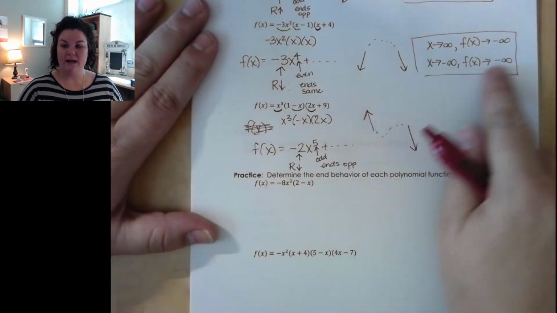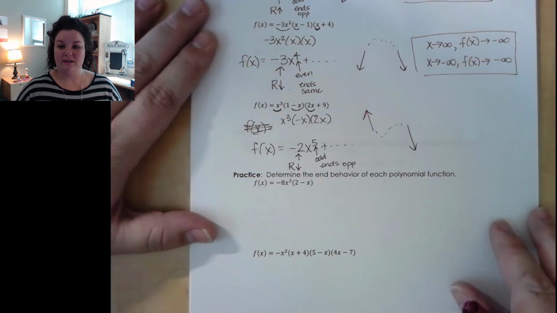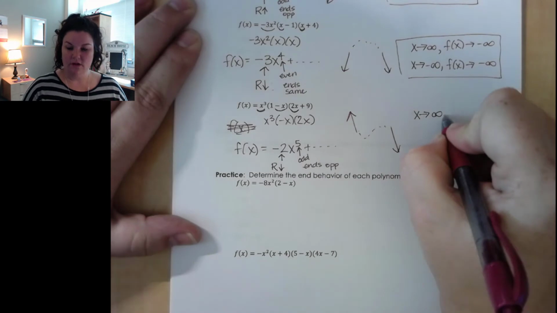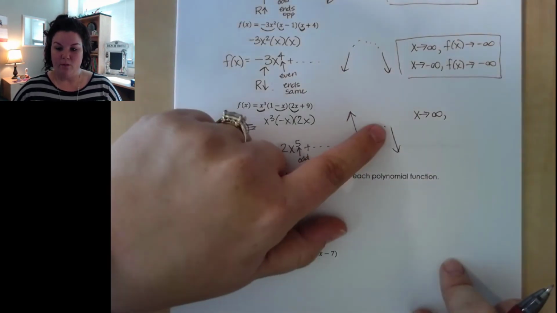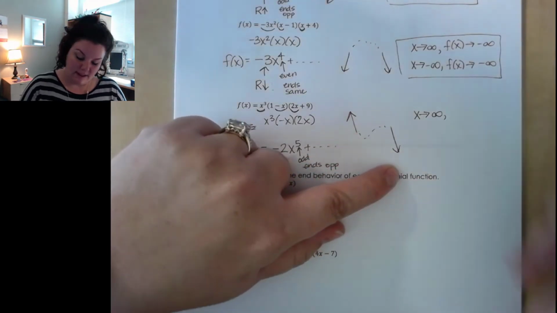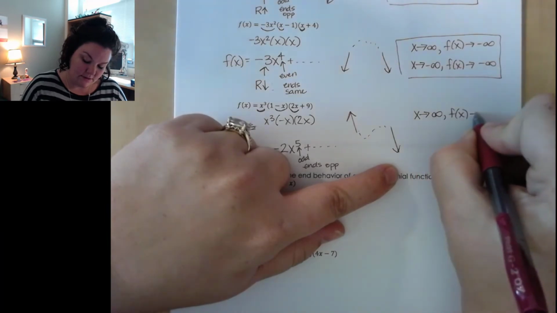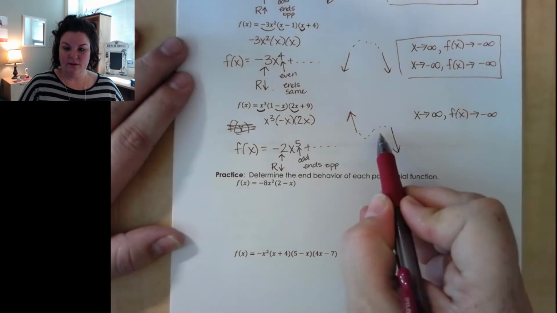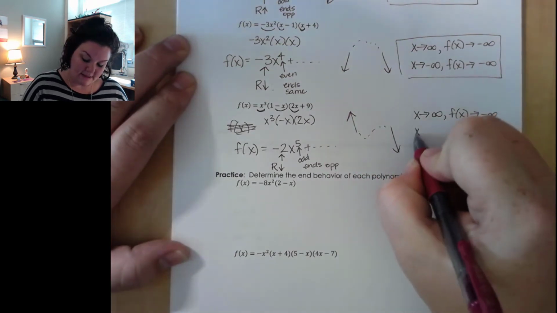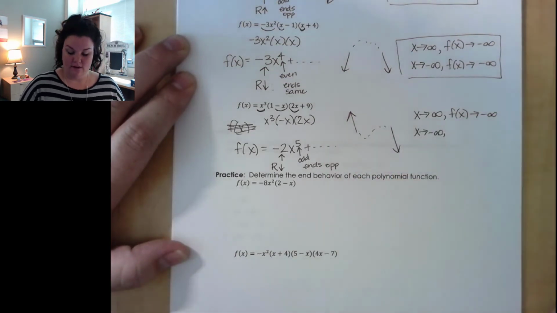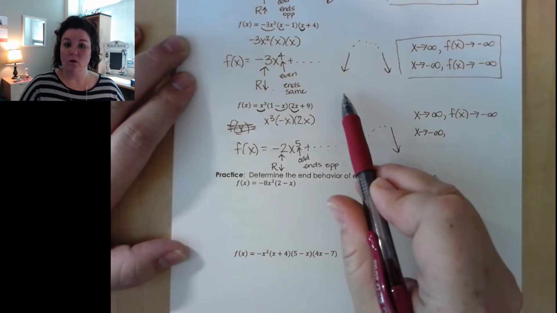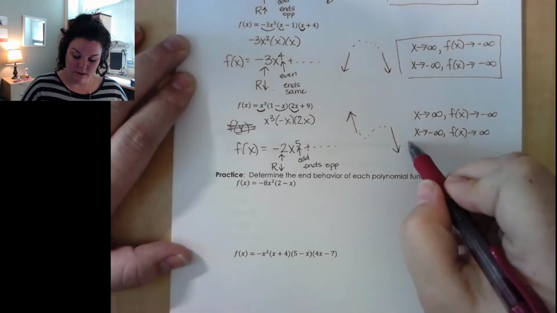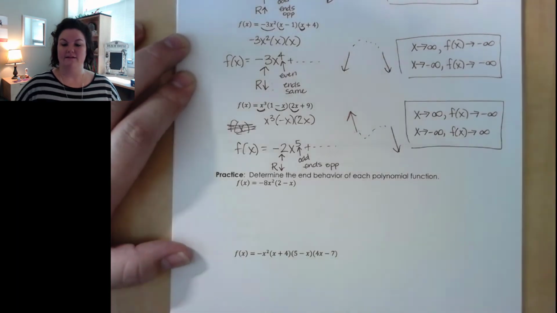So now I want to go ahead and write it out with my infinity symbol notation here. So as x goes to the right, or to positive infinity, my y values are going to go down to negative infinity. So f of x goes to negative infinity. And as I look at this function going to the left, or as x goes to negative infinity, then notice my y values are going to go up, or up to positive infinity. Okay, so we just leave it like that.